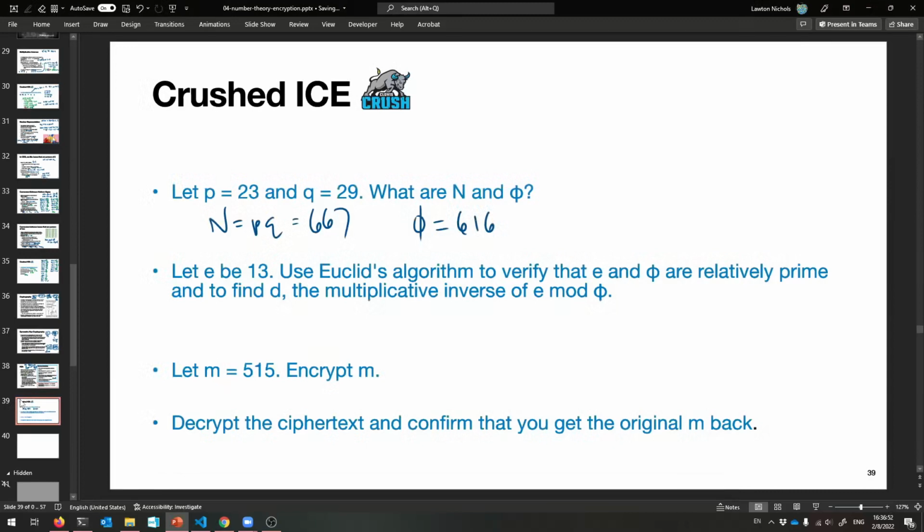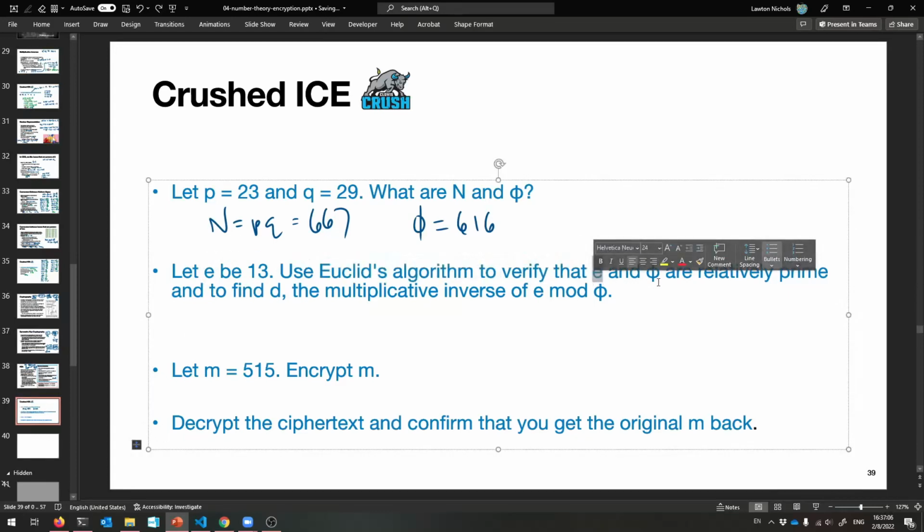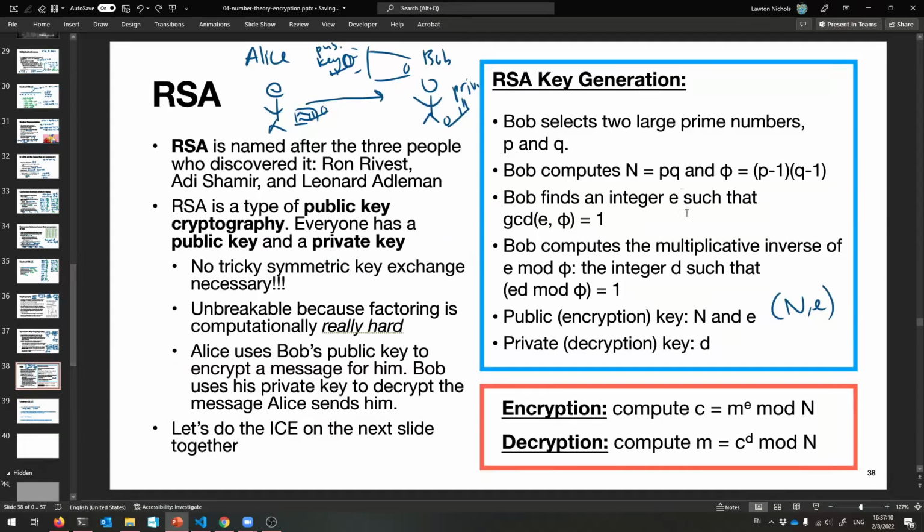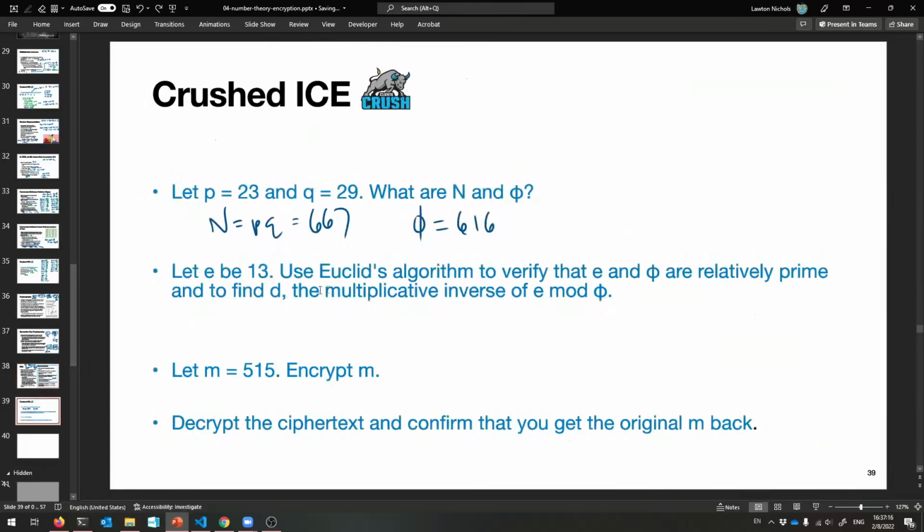And now, I have found an e for you already. You just have to search through a bunch of them. But let's pretend that you found a good one. e is 13. Let's use Euclid's algorithm to verify that e and phi are relatively prime to one another, because that's what we need, right? We need to find an e such that this is true. We'll use GCD to make that happen. And then we need to find a multiplicative inverse of e mod phi.